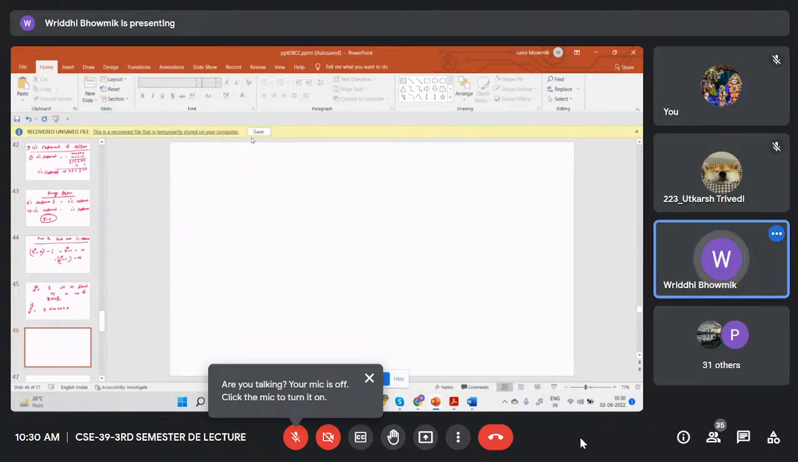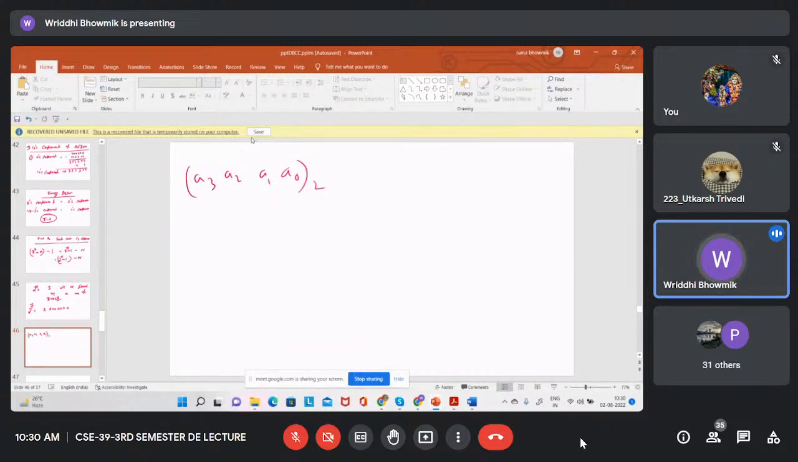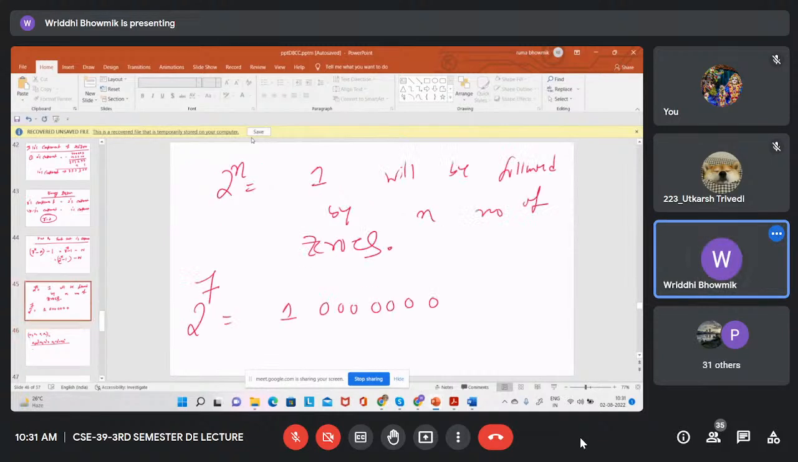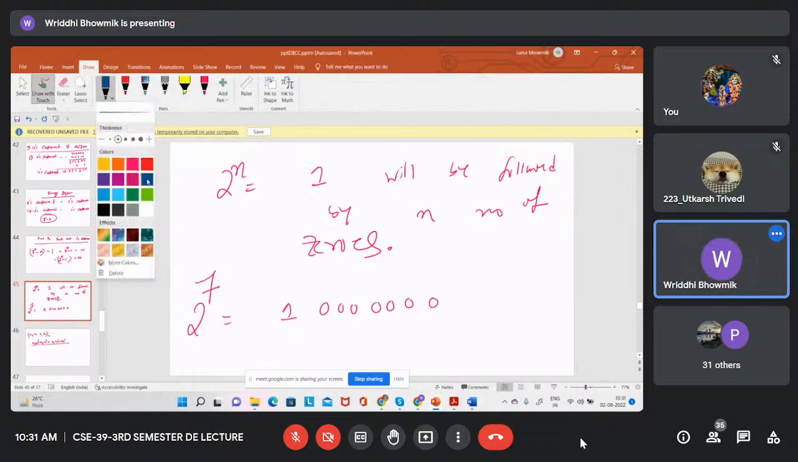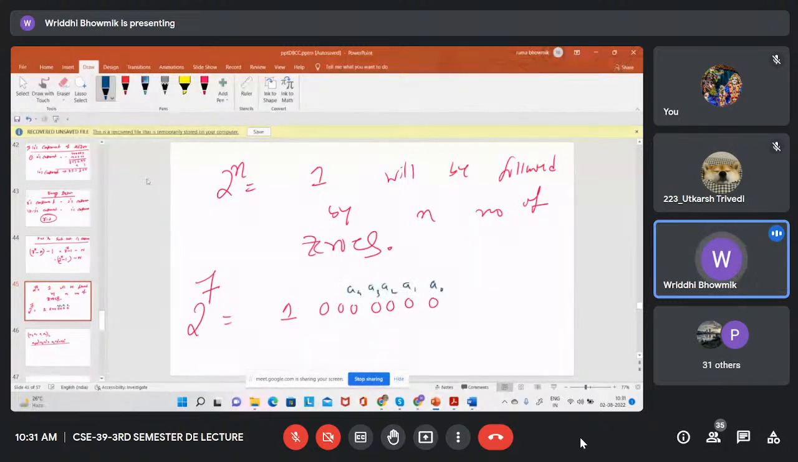when you have a binary number A0, A1, A2, A3 base 2, how could you represent it? You can represent it in this manner: the coefficient will be multiplied by a power of 2. So in this case also, when we have 2 to the power 7, you see A1, A2, A3, A4, A5, A6, and A7. And you can easily write down that except A7, all the coefficients are 0.